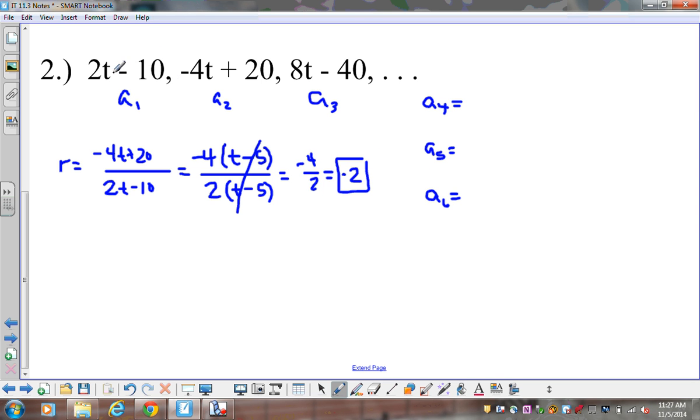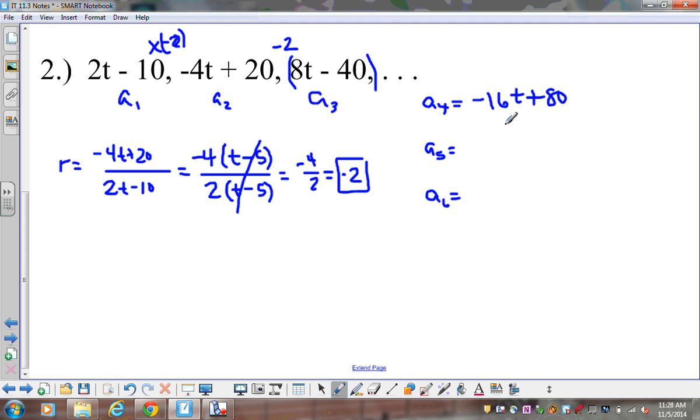So what that means is if I took 2t minus 10 and I multiplied by a -2, I would get -4t plus 20. So 2 times -2 is -4, -10 times -2 is +20. So that means I'm multiplying each of these terms by -2. So let's see if we can find my fourth term. I take my third term and multiply it by -2. So -2 times 8t is -16t, and -2 times -40 is +80. So my fourth term is -16t plus 80.